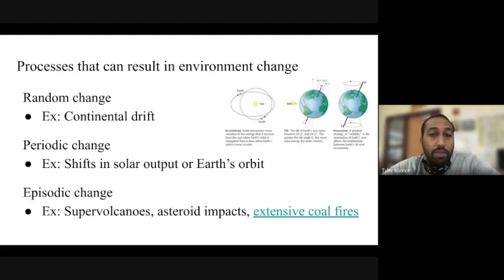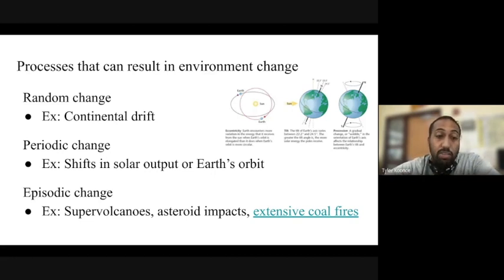Okay, with that out of the way, like it says, the environment is changing all the time, and that change can be because of a myriad of different things. But we kind of use three different categories to put them in. So one can be random change. An example for that can be continental drift. It's not set where that's going to happen, but it slowly changes things over time, but it's fairly random.